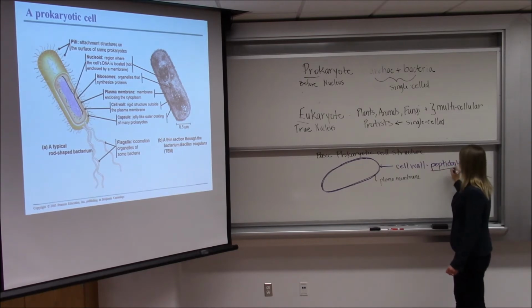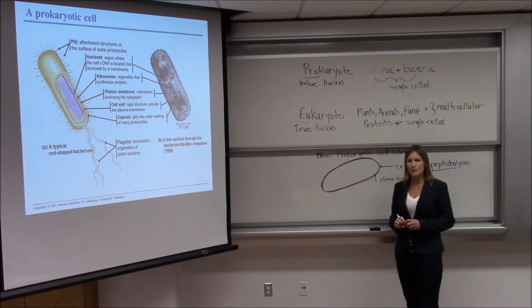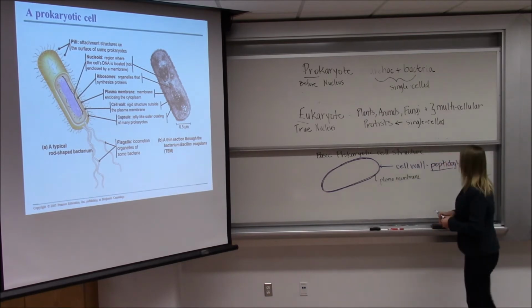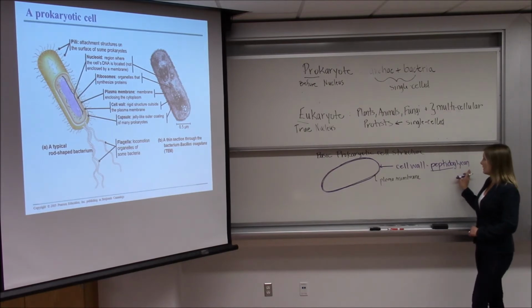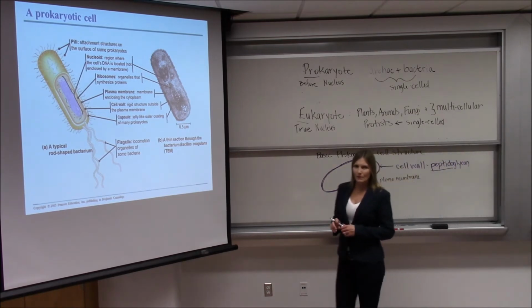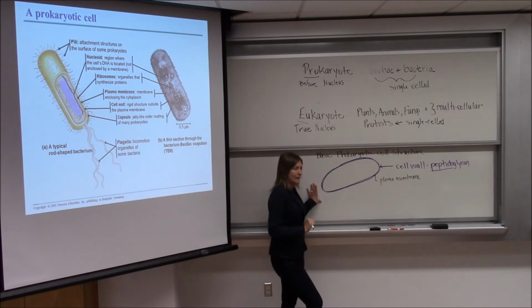Peptidoglycan. What is peptide referring to? Anytime you see the word peptide, what type of macromolecule is that referring to? That's right, it's referring to protein. And then the glycan, like glycogen, that's referring to carbohydrate. So this cell wall isn't just all carbohydrate, like cellulose is in a plant cell. It's actually made of something called peptidoglycan.